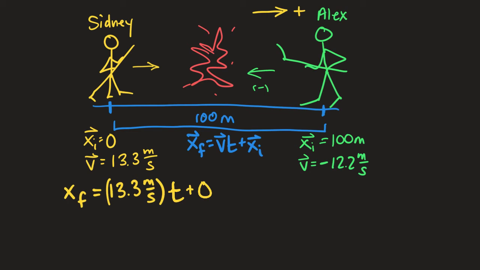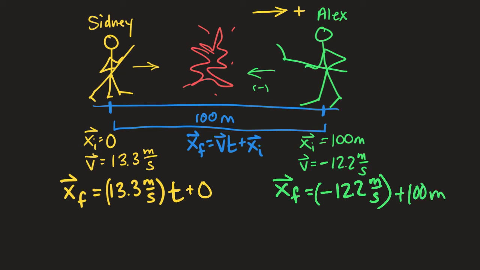I'm going to say Alex, he's going to be looking at final position. Sorry, I didn't put a vector hat on that. Final position is going to be equal to negative 12.2 meters per second plus 100 meters, because that's where he's starting at.